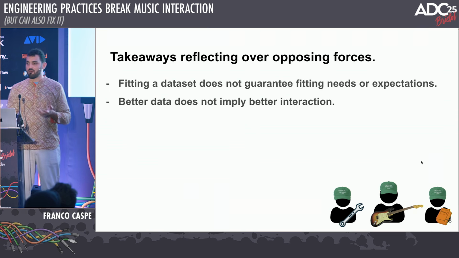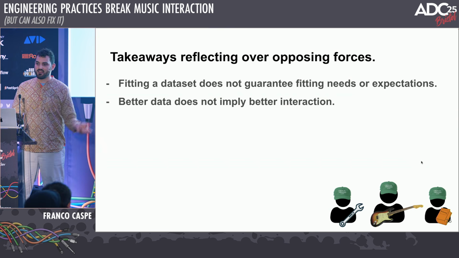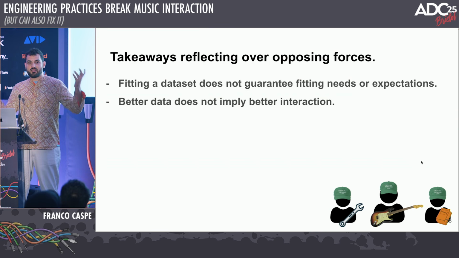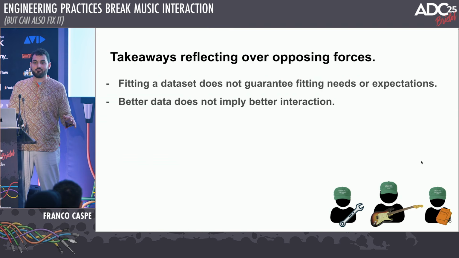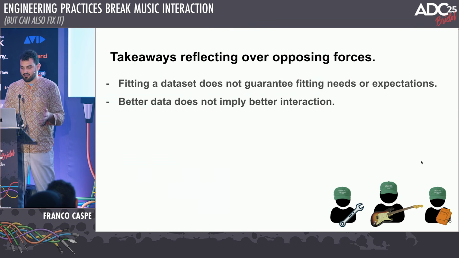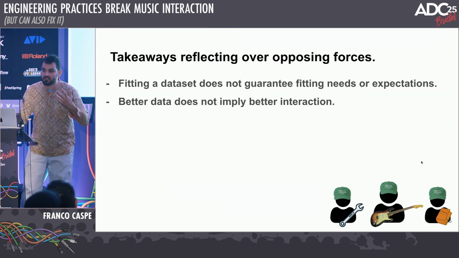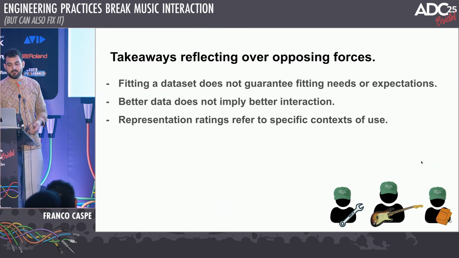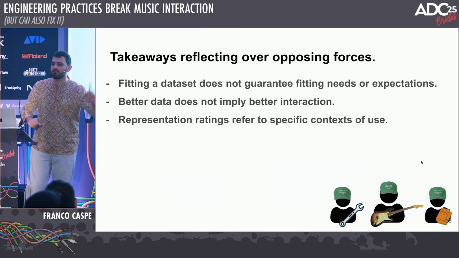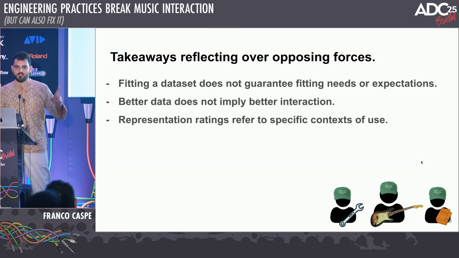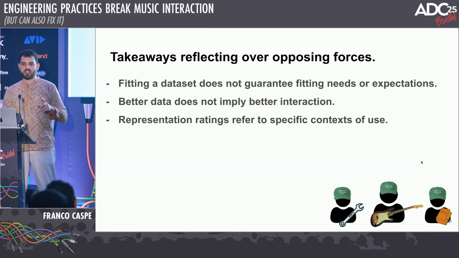Also, when we think about better data, or higher quality data, with higher quality data your algorithm may sound better, but it may be as unplayable as it was before. Because again, better data does not imply better interaction. We need to take a look at the representations, same thing. Representation ratings, when we take our shopping bag and we go to see the latest algorithm in GitHub, and we pick up a representation with a higher accuracy.